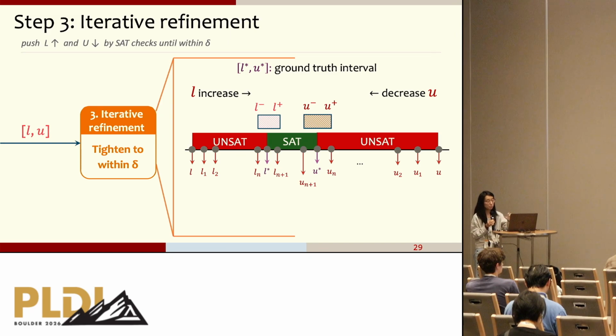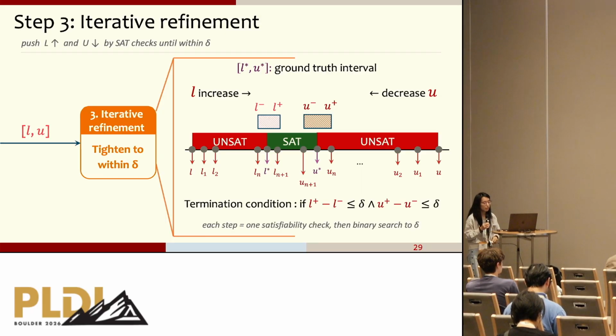So with this bound of lower bound and the bound of upper bound, we are going to do some binary search to further tighten these two bounds. Eventually, we terminate if the length of the bound is within delta. So then the final L minus and U plus would be the sound and delta exact bound we are going to deliver to users.